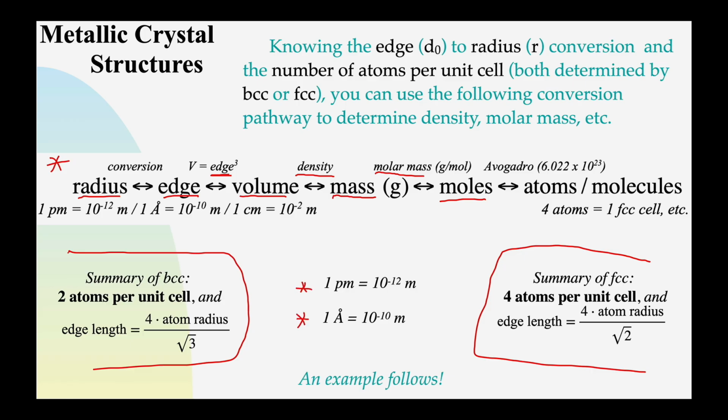In crystallography, a picometer is actually a convenient unit to use sometimes when you're talking about radii and edges, stuff like that. A picometer is another type of metric prefix, a pico. Pico is 10 to the minus 12. So a picometer would be 10 to the minus 12 meters. Remember that a nanometer in Chem 221 was 10 to the minus 9 meters. This is even a smaller unit of measurement, which is kind of cool.